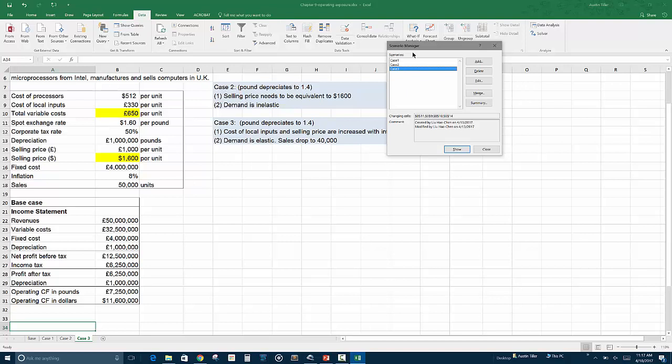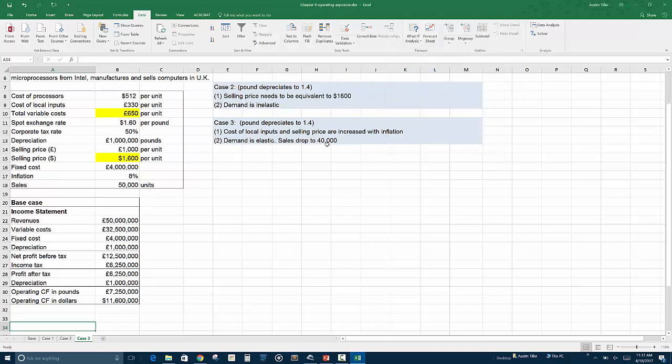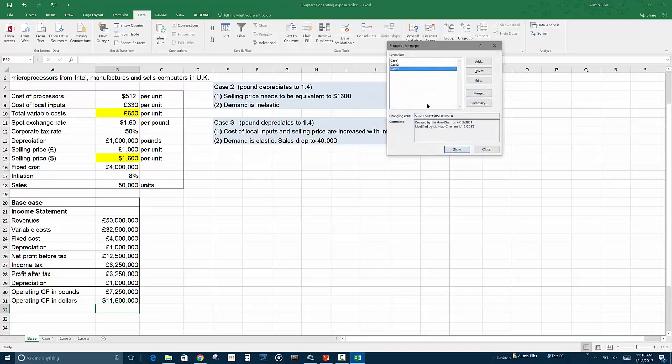Obviously, I wrote this file before, so let's just delete all three cases and start fresh. Yes, delete all the cases. How do you get to the scenario? Data, right, Data, and this What-If Analysis. Click in. The first one is Scenario Manager.